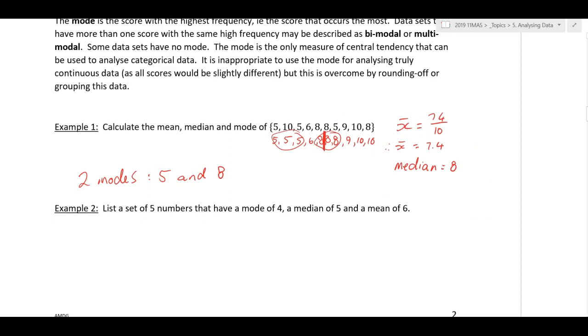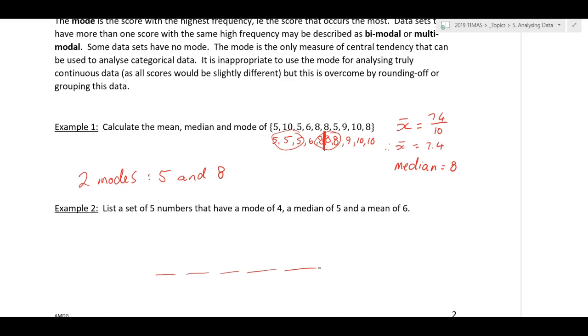Now, this is a bit more challenging, and this pops up in tests every now and again, so I thought I'd put it here in the notes. I want a set of 5 numbers that has a mode of 4, median of 5, and a mean of 6. So, how I like to attack these ones is to indicate, there's my 5 scores. I've got to fill up those 5 spots.